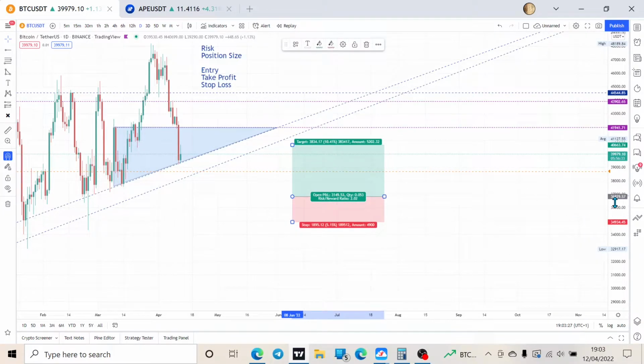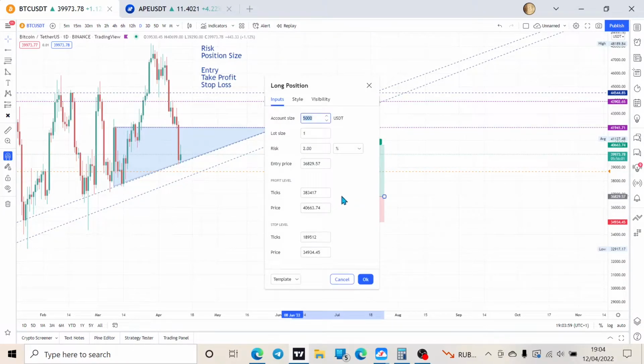So at the moment, where this measuring tool is positioned, it's measuring at, what's that? 36,829. So the measure from the entry down here is $1,895 below this 36,829 price here.